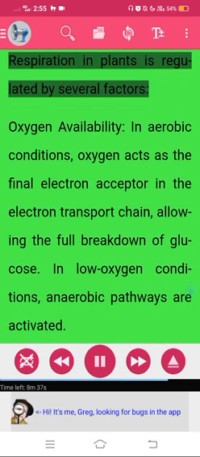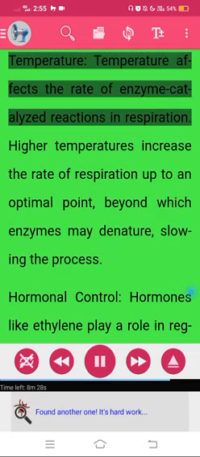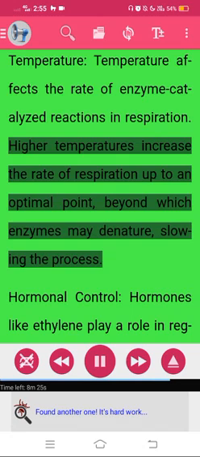Respiration in plants is regulated by several factors. Oxygen availability: in aerobic conditions, oxygen acts as the final electron acceptor in the electron transport chain, allowing the full breakdown of glucose. In low oxygen conditions, anaerobic pathways are activated. Temperature: temperature affects the rate of enzyme-catalyzed reactions in respiration. Higher temperatures increase the rate of respiration up to an optimal point, beyond which enzymes may denature, slowing the process.